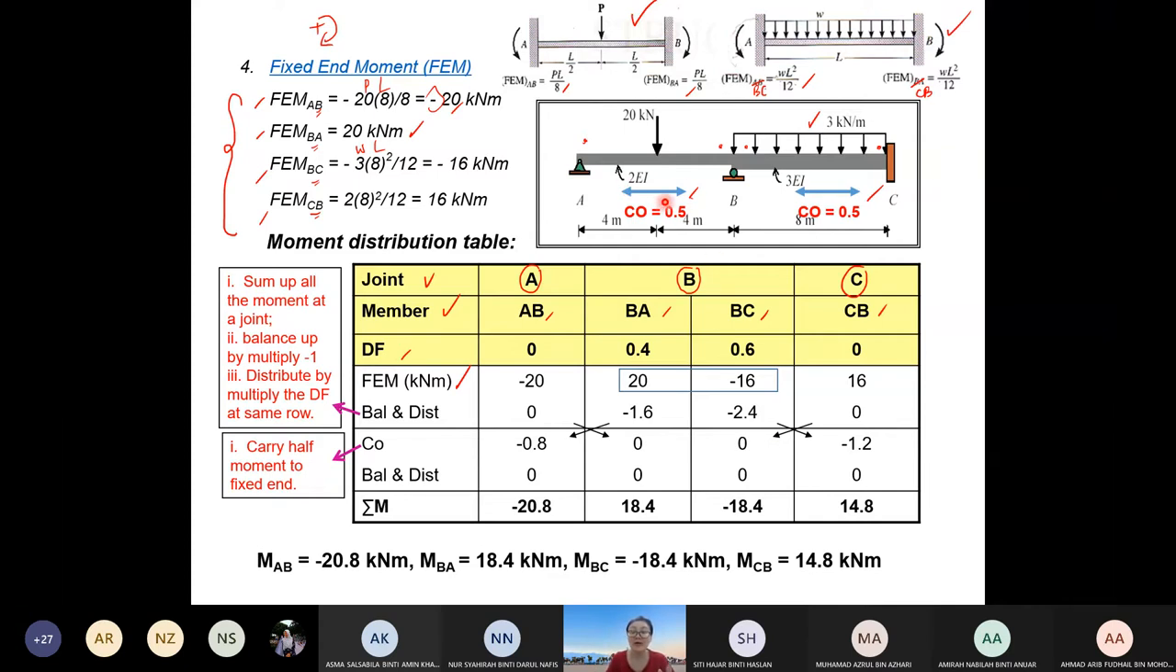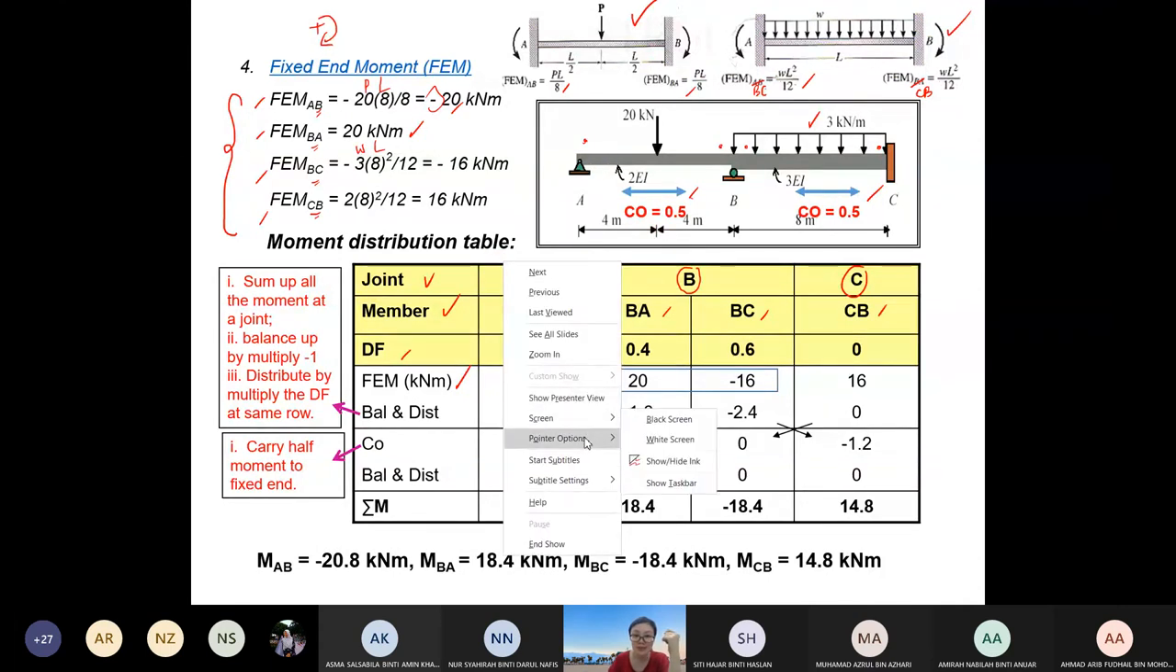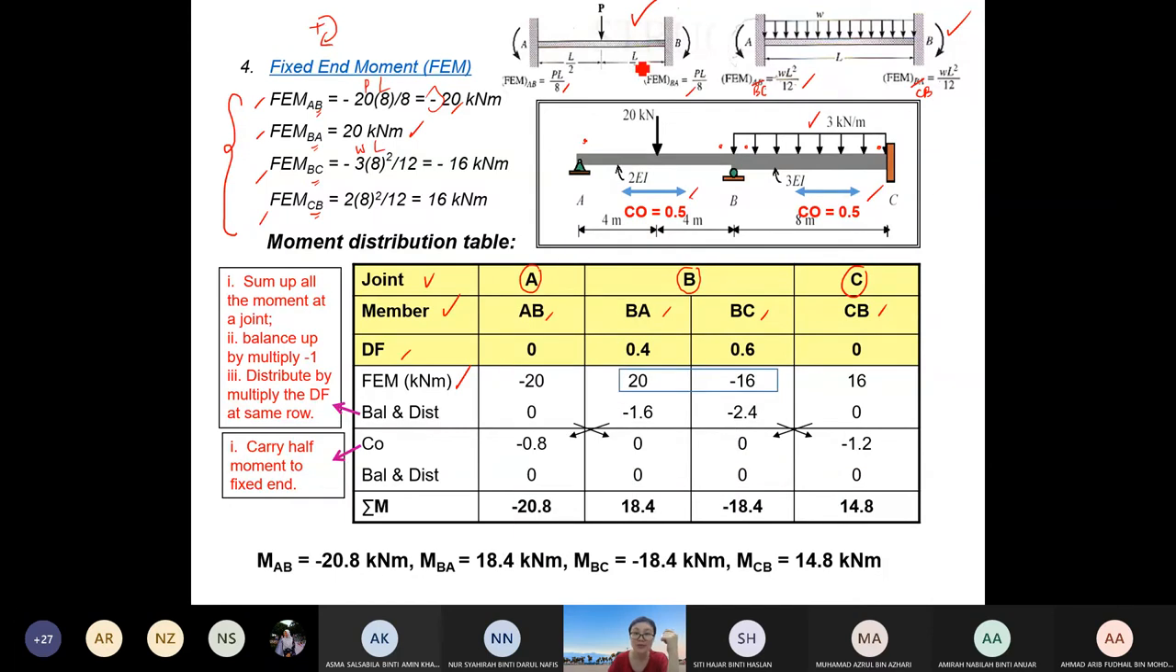Our rules just now, something is wrong with this figure. Please help me to change your slides. In this example, this is fixed, not roller. So we only transfer to fixed. Therefore, this arrow is both ways here because all the joints are fixed.